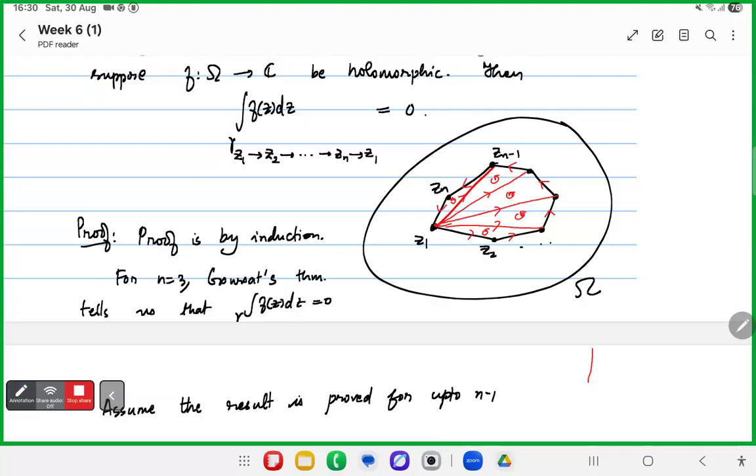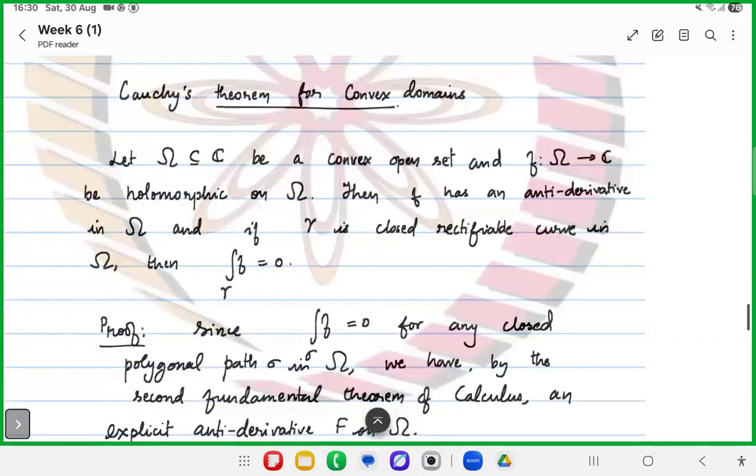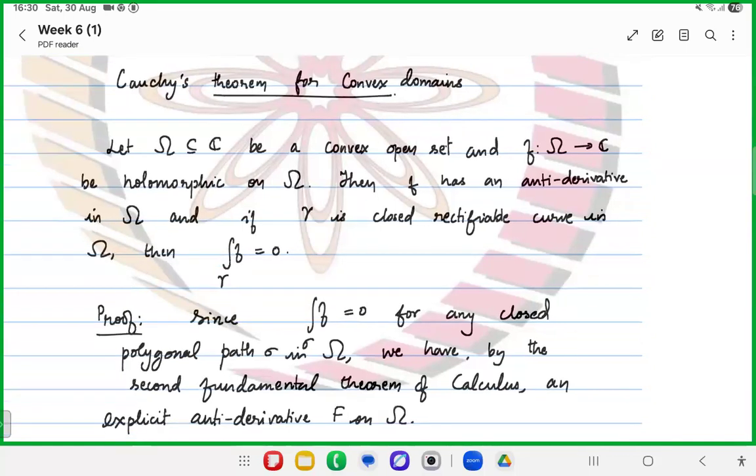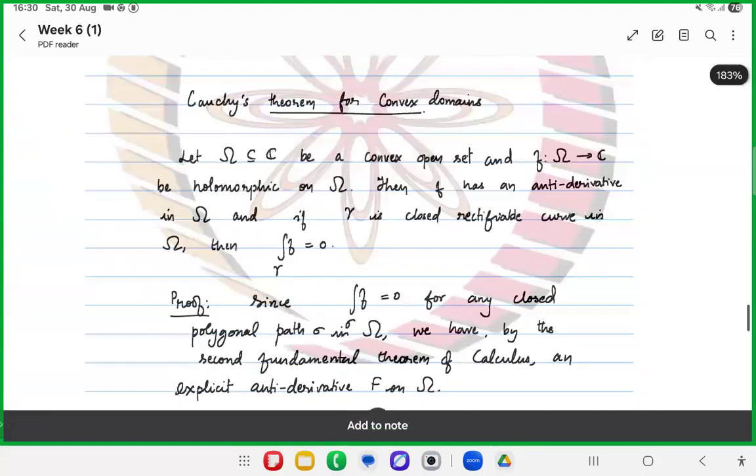Right. After this, for general curves, after this polygonal path, if you remember, we get a result in the second fundamental theorem. Over any curve, you can approximate the integral over the curve by a polygonal path, right? So that is useful. We'll see later in the here.